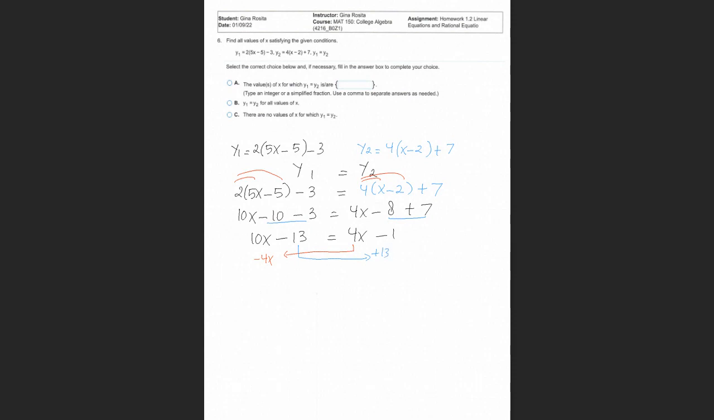After that, I just write down again. So 10x minus 4x equals negative 1 plus 13. 10x minus 4x, the answer is 6x, equals negative 1 plus 13, which is 12. Our goal is to find x. Divide by 6 on the left side, divide by 6 on the right side. So now x equals 12 divided by 6, which is 2. So now we can see the answer for number 6 is A.